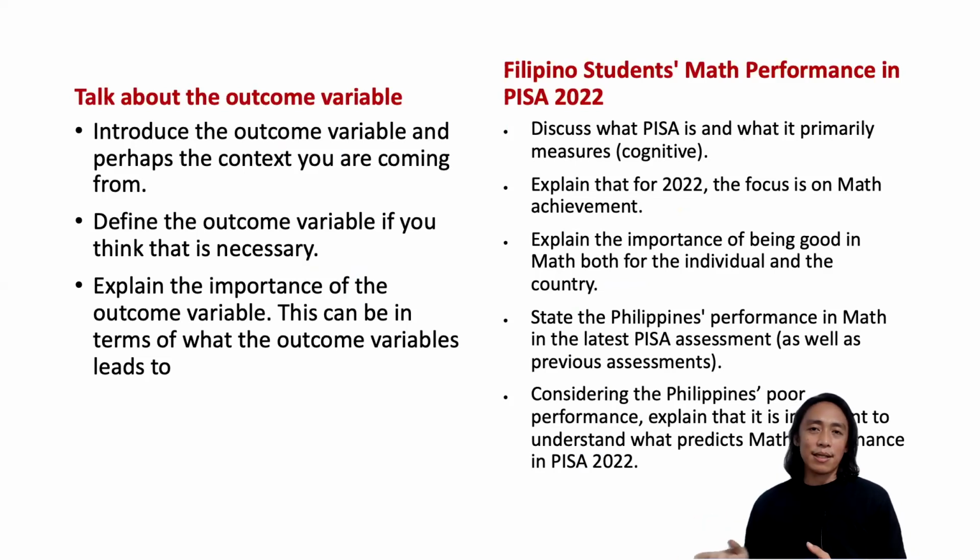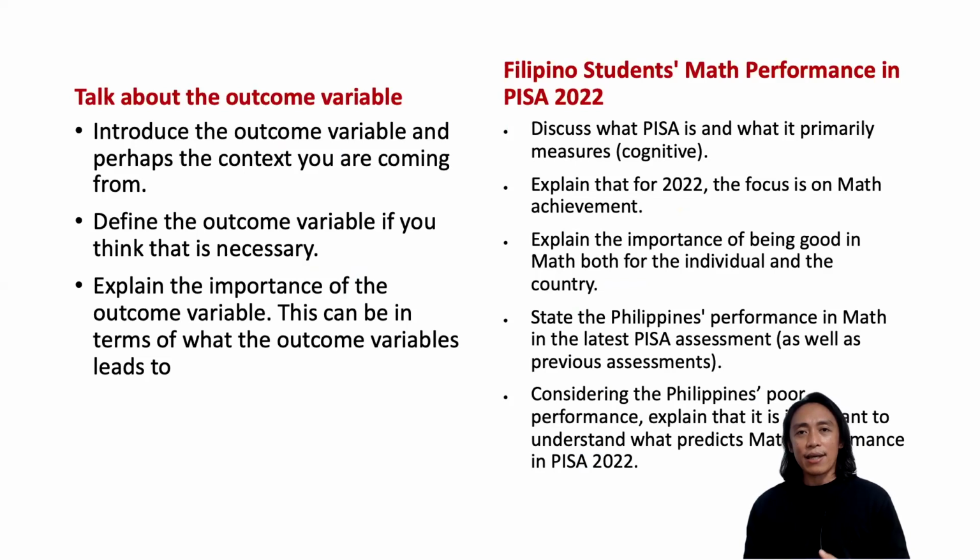Okay. So in the specific research that I'm planning to write, I plan to discuss what PISA is, what it primarily measures to give some context. I will explain that for 2022, the focus is on math achievement. Now, another thing that you can do is to define the outcome variable if you think it's necessary to define. In here, I did not specifically talk about the definition of math performance because it's fairly understandable to the readers, but I did emphasize the math performance, particularly for PISA 2022.